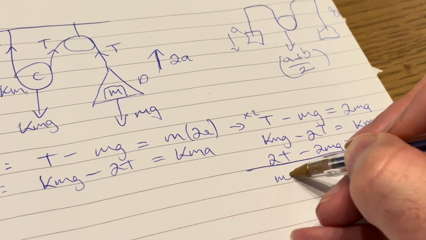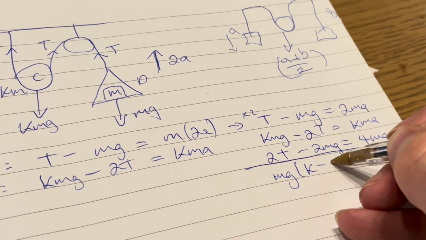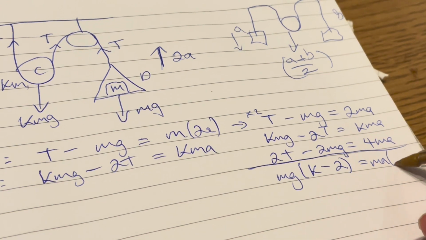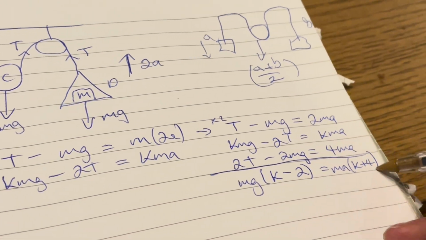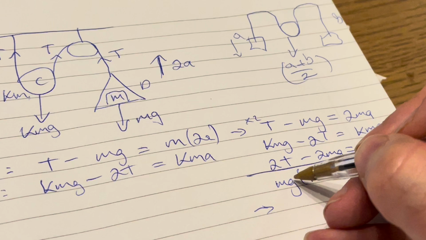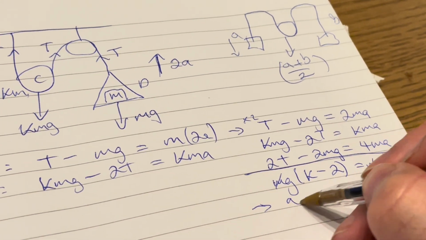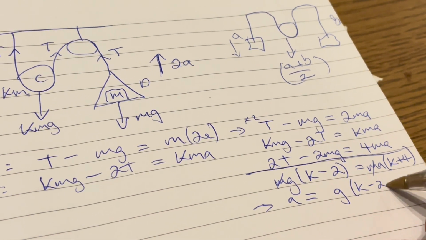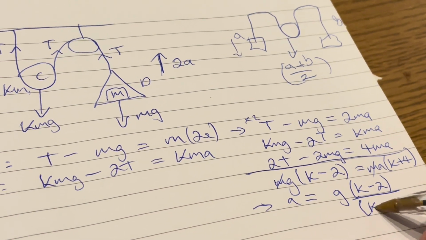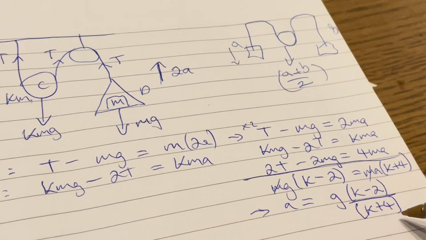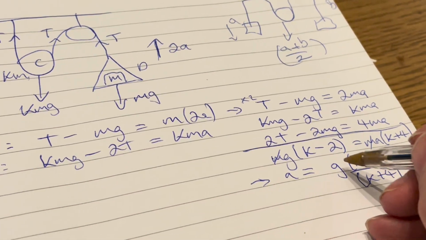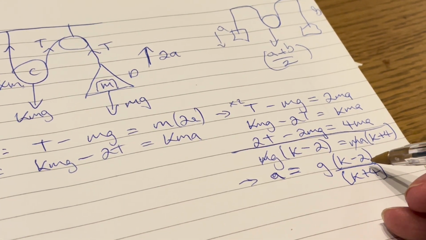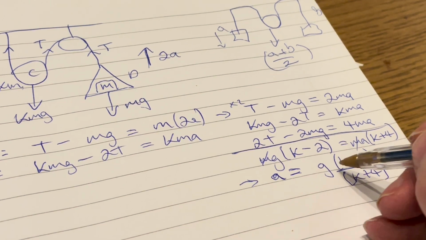So it's mg(k minus 2) is equal to ma(k plus 4). All right, so the masses cancel, and you get a is equal to g(k minus 2) over (k plus 4). It's interesting always to see the acceleration tends to be a factor of g. So it's g times this over this, that factor of g.